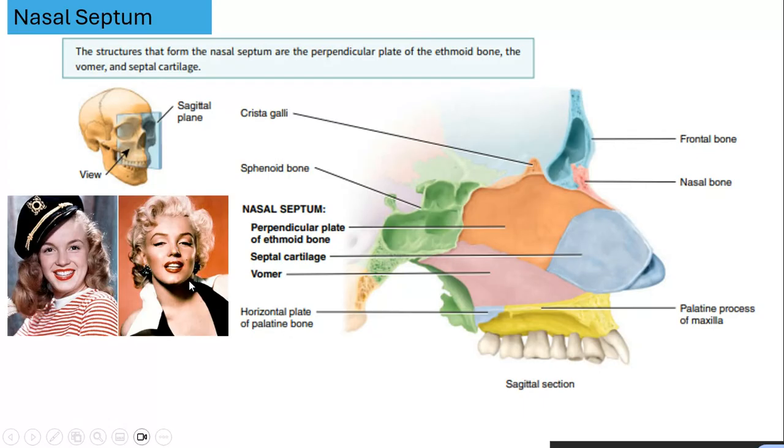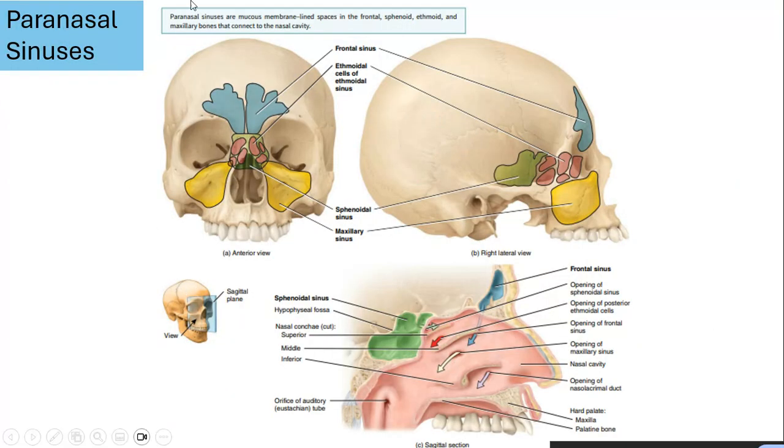Okay? Paranasal sinuses. Paranasal sinuses are mucous membrane-lined spaces in the frontal, sphenoid, ethmoid, and the maxillary bones that connect to the nasal cavity. So that's the frontal sinus, ethmoidal cells of ethmoidal sinus. That's ethmoidal sinus. And this is a sphenoidal sinus. Sphenoid has a sinus. Maxillary sinuses, right? This is a sagittal plane, as you can see. Sphenoid sinus. This is a hypophyseal fossa, right?